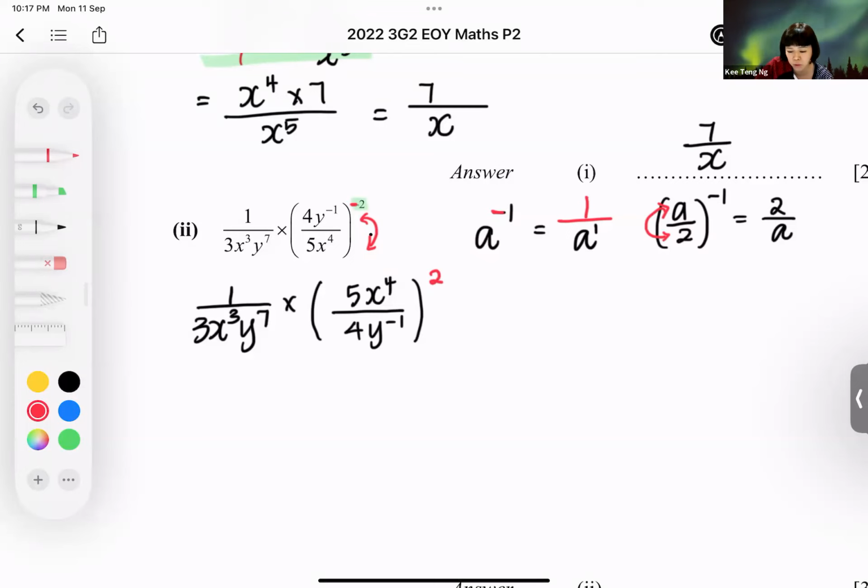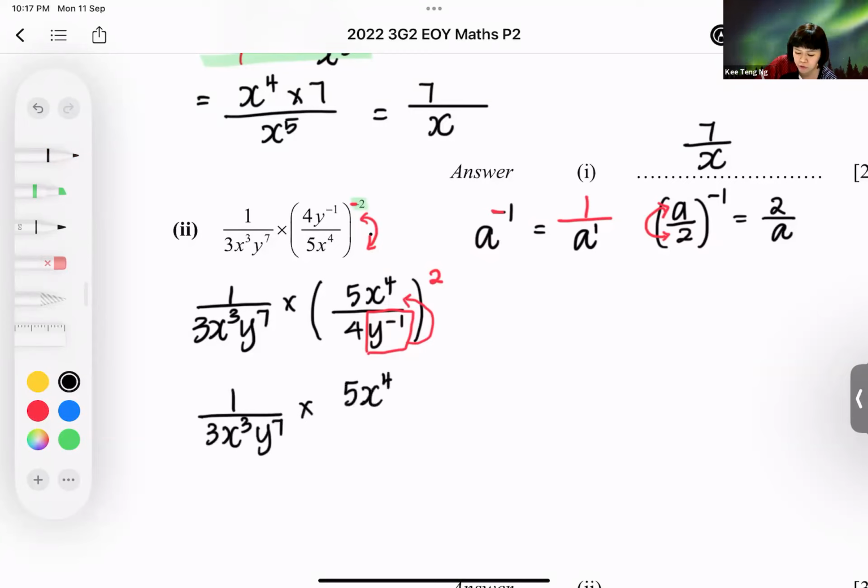Then next thing, what do we notice? We have this one, y to power negative 1. And this y originally stays in the basement. With a power negative 1, this y needs to shift house, right? Shift up to the top. So it's no longer staying in the basement. So this one becomes 5x to the power 4, one more member shifts up, y to the power of 1, over 4 stays there. The negative power 1 is for y, not for 4. So 4 stays there. Is this okay?